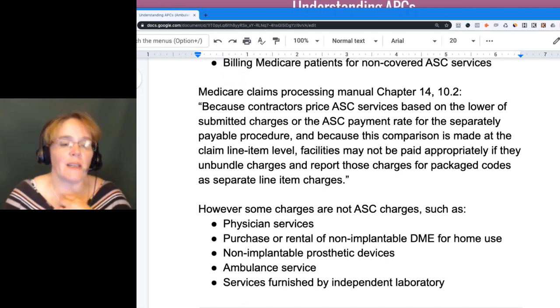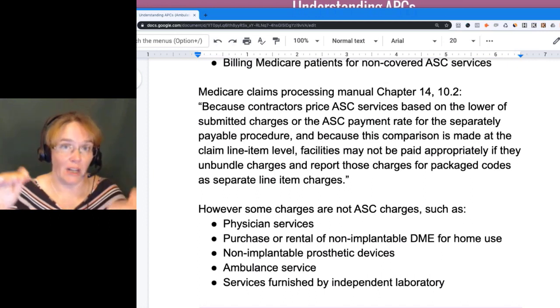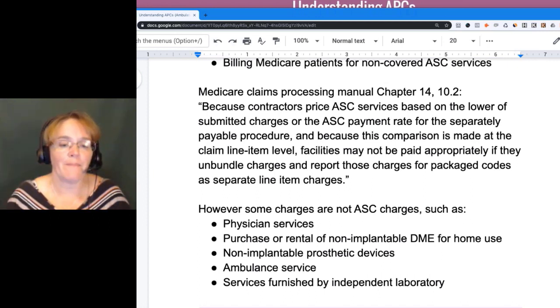And in 10.2, they say because those prices are based lower than a separately payable procedure, and because the comparison is made at the claim level, they go claim line by line, the facilities may not be paid appropriately if they unbundle those charges. The same as at a physician's office, you cannot unbundle your charges. The facility cannot unbundle them as well and report them as packaged.